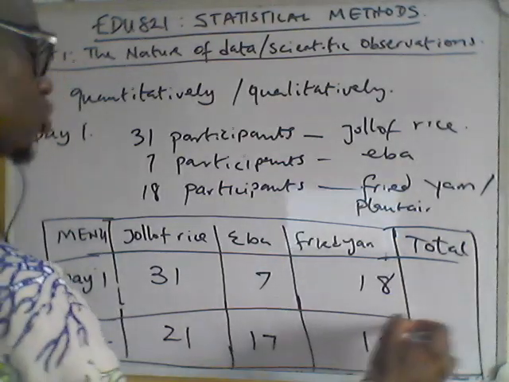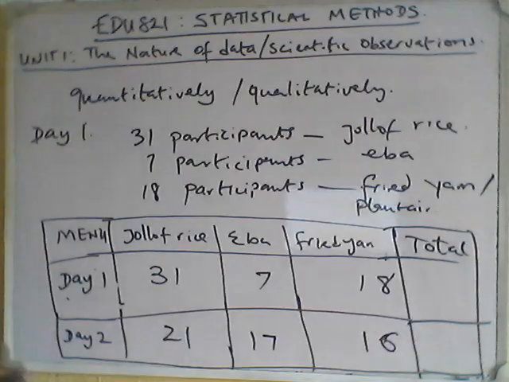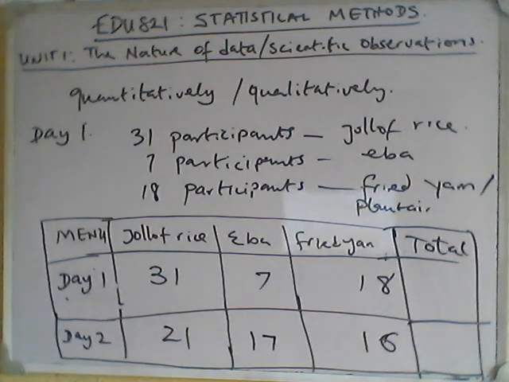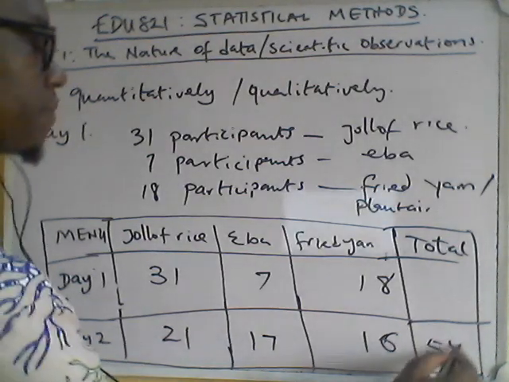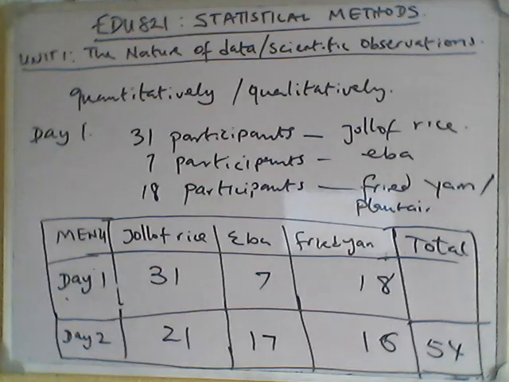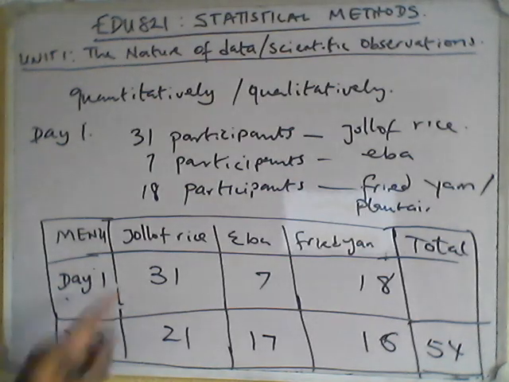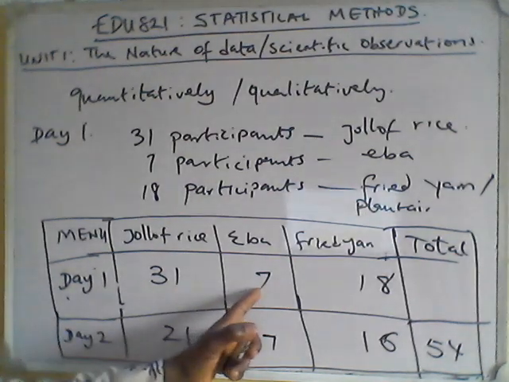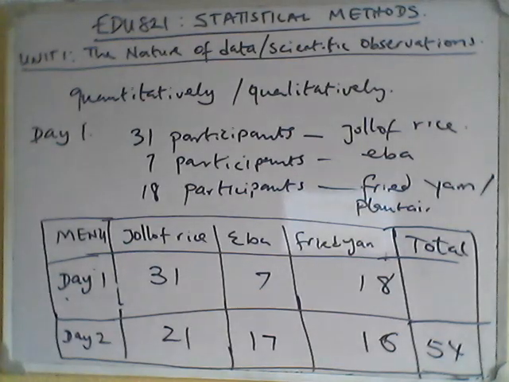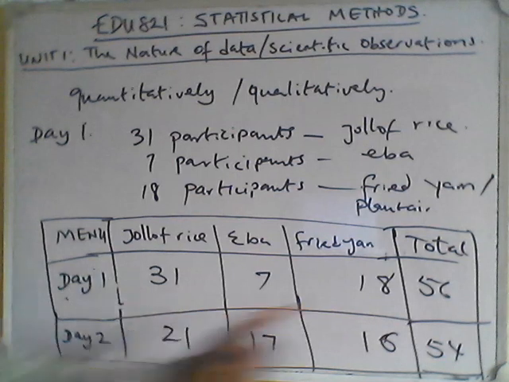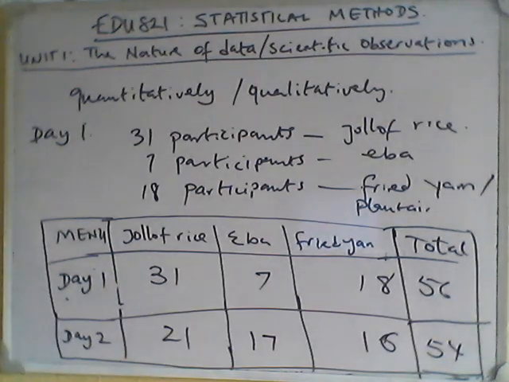And by the time I sum up this, I can get the total for this as 54. And I can get the total of the day 1 as this is 31 plus 7 will give me 38. 38 plus 18 will give me 56. So I have something like this.